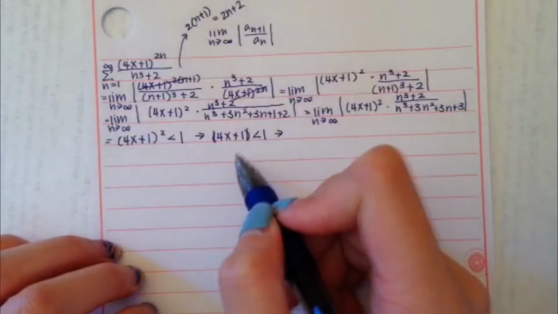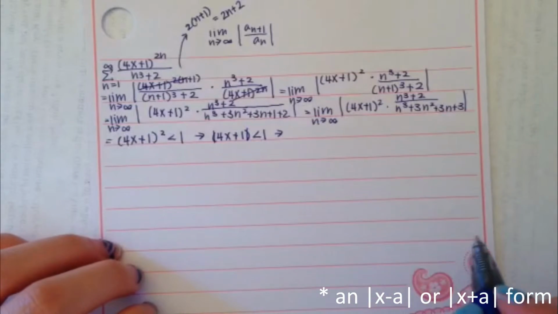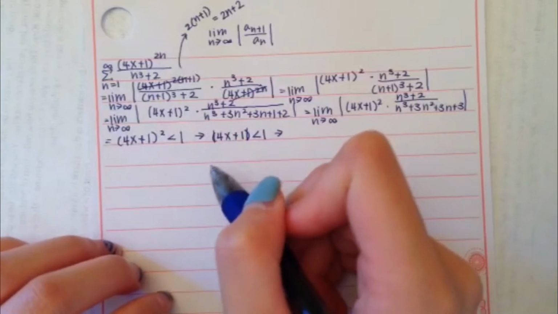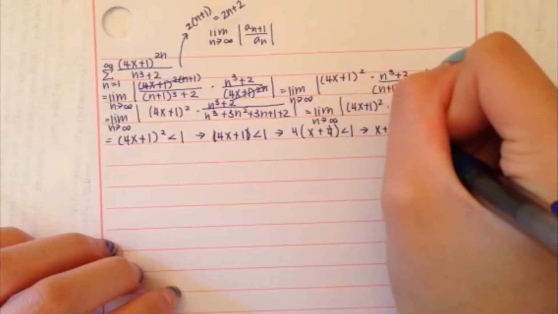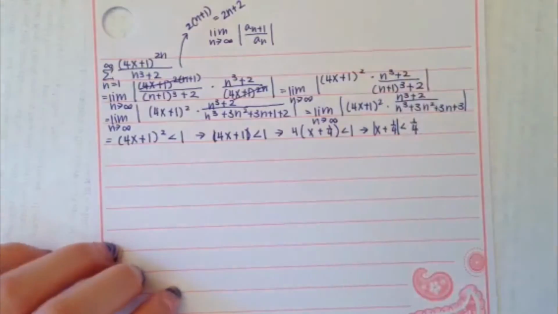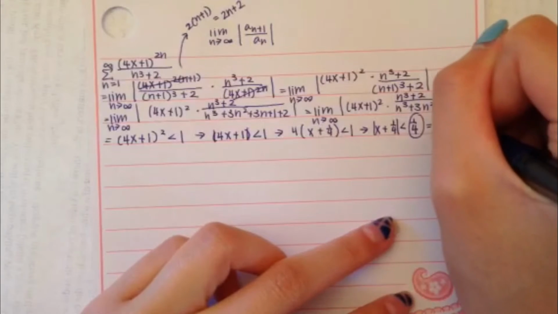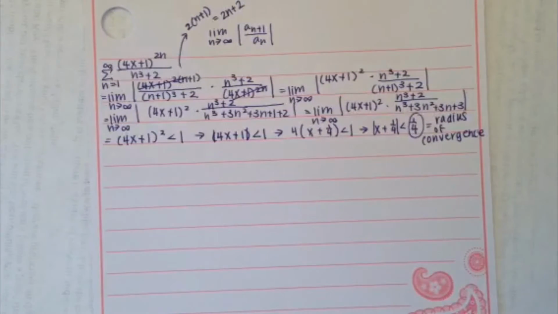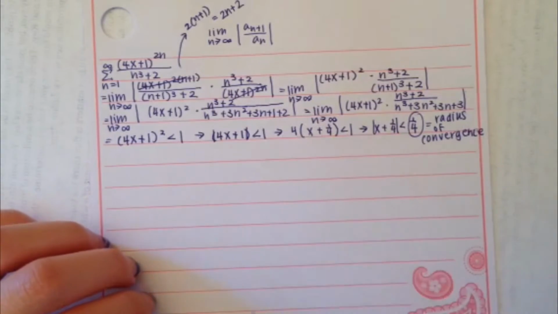Then you want to get the 4x plus 1 into an x plus something form. So you can take out the 4 and then divide by 4 to get this. So then 1/4 would be your radius of convergence. Now you want to find the interval of convergence. So you solve for x using the inequality.